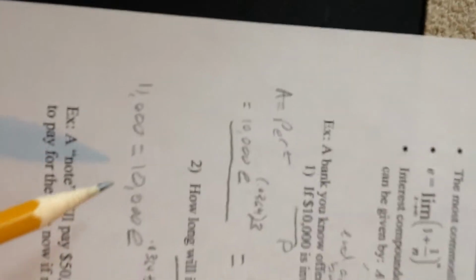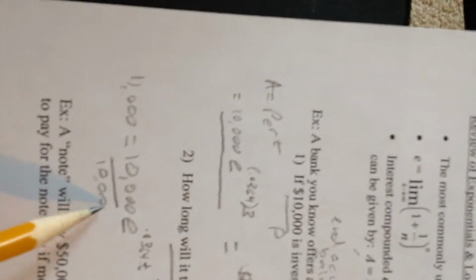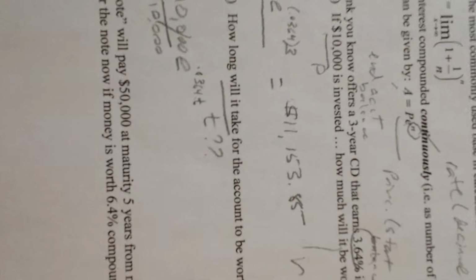So the problem here is I've got my variable as an exponent. So the first thing I would do is divide both sides by 10,000. So if I do 11,000 divided by 10,000 on your calculator, you would get 1.1. So over here, I'm going to rewrite it as 1.1 equals e to the 0.0364t.